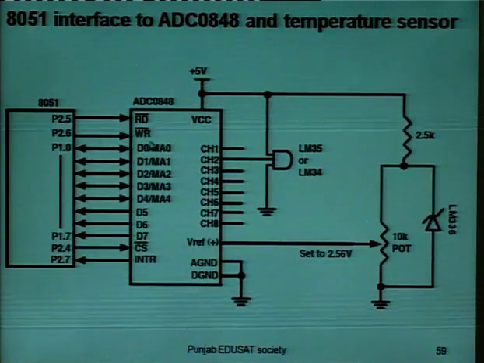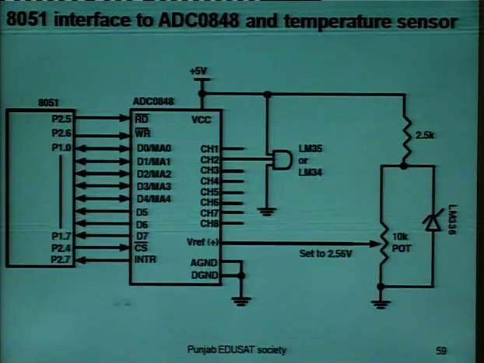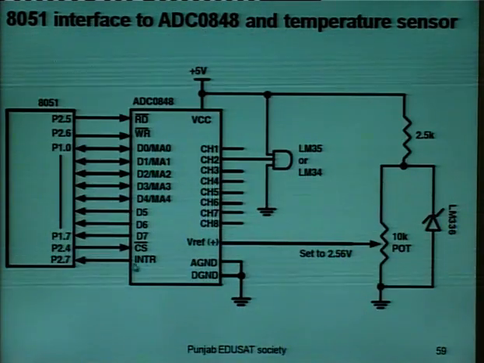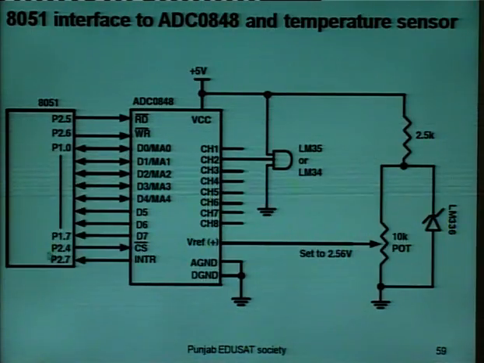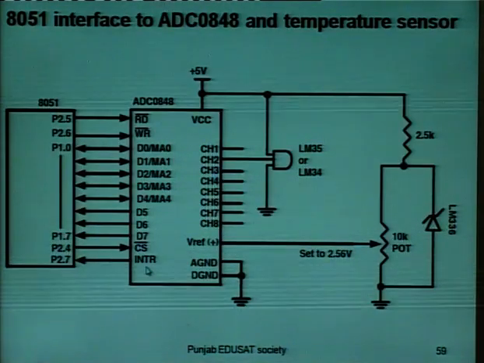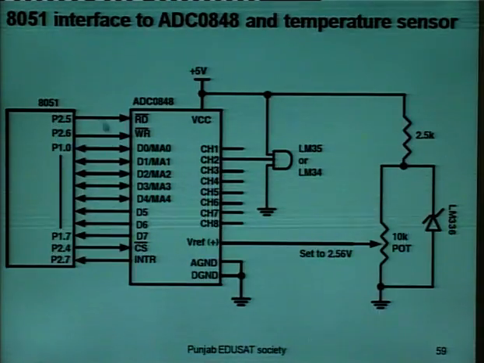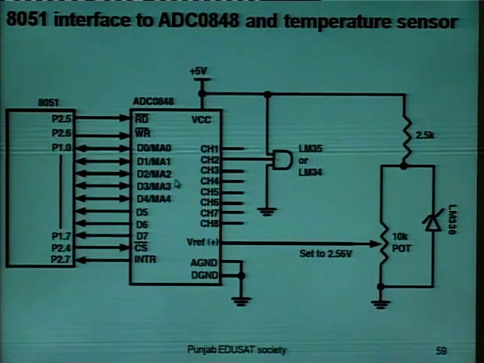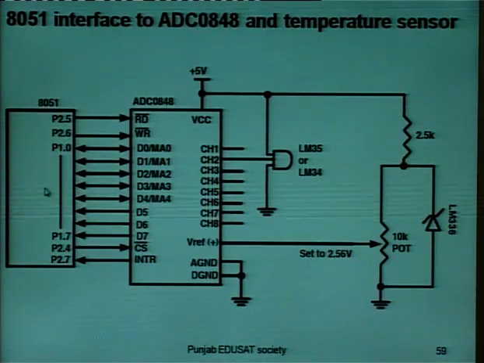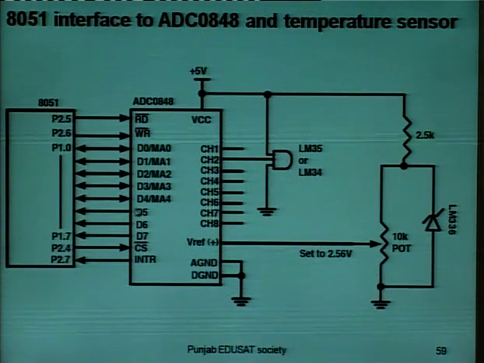2.6. To start the conversion, we make this pin low, and after that when the conversion is complete, the interrupt signal goes from high to low, and our program monitors that pin 2.7, that is the interrupt pin. Then the read signal is made active low, and the digital information is given to the 8051. In this way we can get the output.